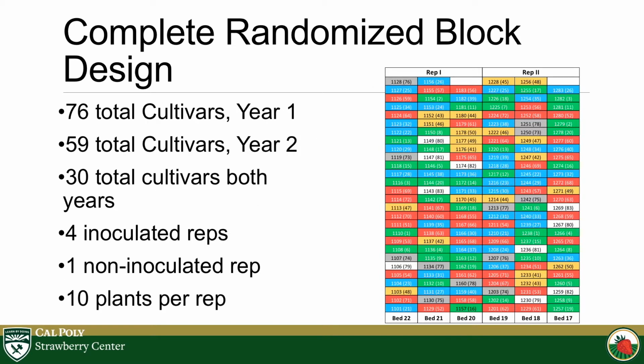The experiment layout was a complete randomized block design. In year 1, we had a total of 76 cultivars, and in year 2, we had a total of 59 cultivars. Now there were a total of 30 cultivars that were used in both years. Each cultivar consisted of 4 inoculated reps and 1 non-inoculated rep. Each rep had a total of 10 plants.